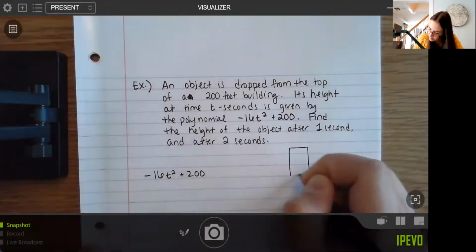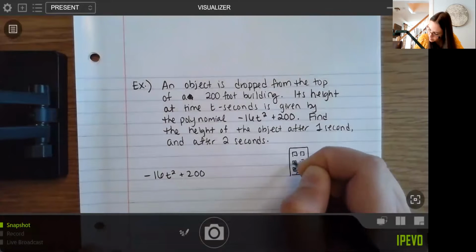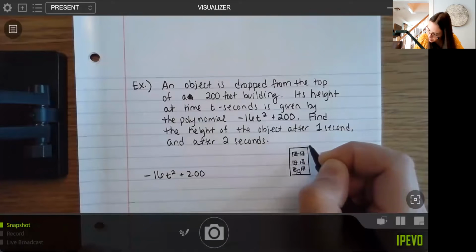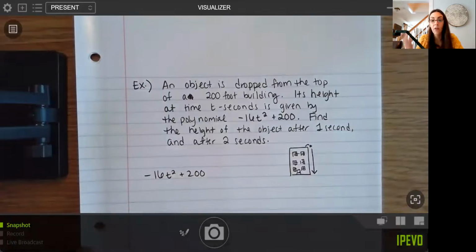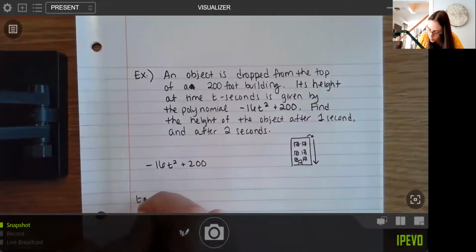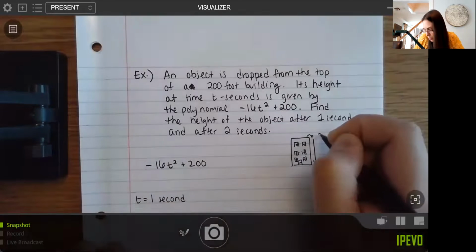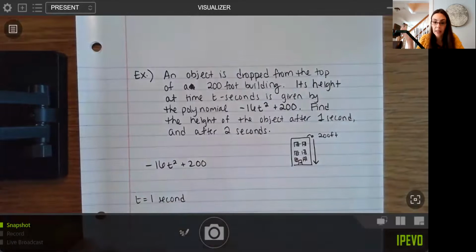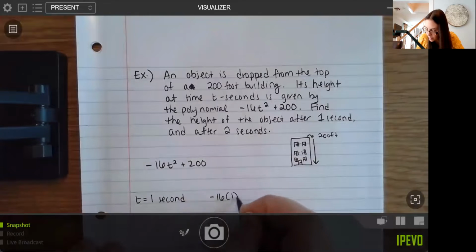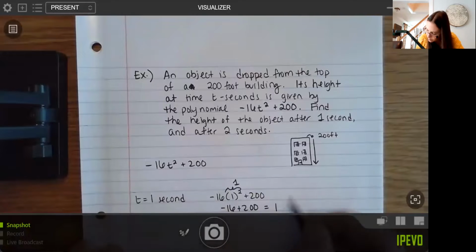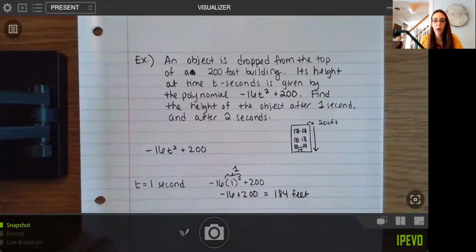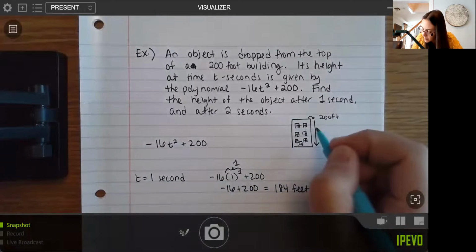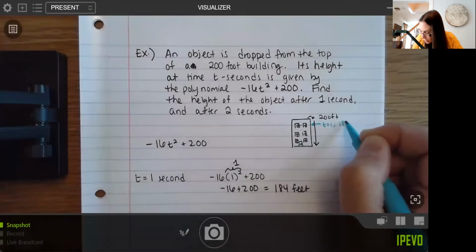So like I said, here's your building. And we're going to drop, I don't know what the object is, but we're going to drop a little object off the building. And it's going to obviously fall to the ground, right? So after t equals 1 second, okay, so it starts up here at 200 feet. We want to know how high off the ground is the object. So I go ahead and plug it in. So I plug in 1 here for t. Now 1 squared is just 1, right? 1 times 1 is 1, and -16 times 1 is just -16. So when I add -16 and 200 together, I get 184 feet. So after about 1 second, maybe like right here, the object is at 184 feet.